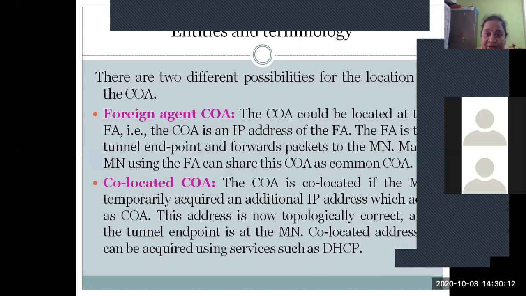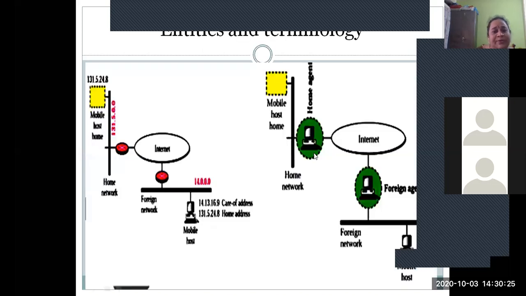And that particular co-located COA will be the temporary one, as you are moving from the home network, not staying at all, at least for a certain amount of time, in that particular foreign network. So there is the co-located COA, which is the temporary one. This is already been explained to you. This is how the networks are being arranged, how the home agent will be connected with you, and how the foreign agent will be connected with the other partner over there, or how a particular home agent will be serving you whenever moving from the home network to the foreign network, right?